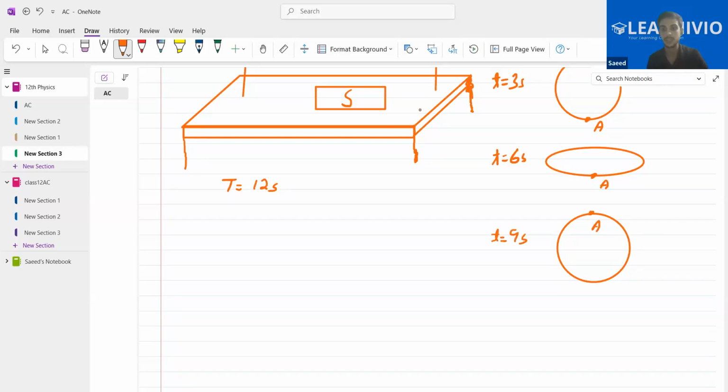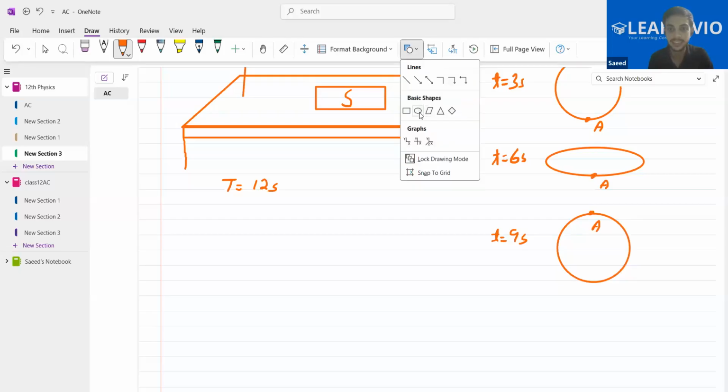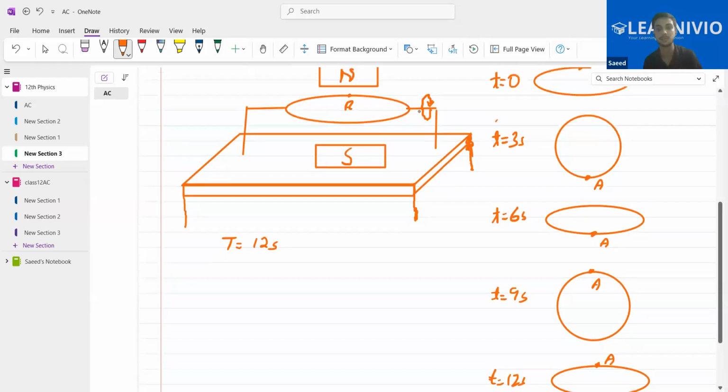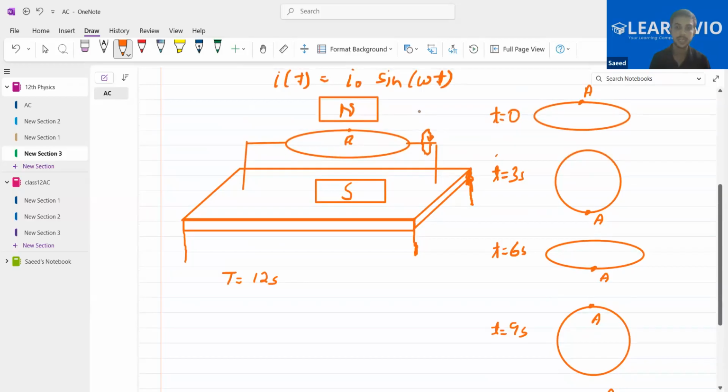You are doing very good. You are with me during the analysis, and that's the most important thing required right now. After 3 more seconds, the loop will again become the same rotation, and this will be t equals 12 seconds. Yes or no? And the position of point A will become again the same. Yes or no?